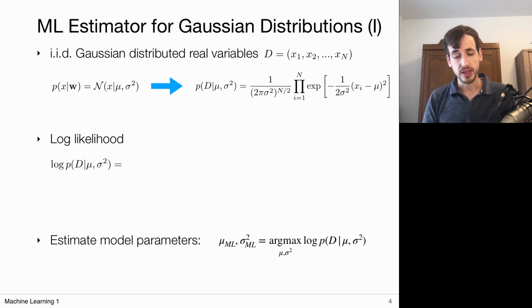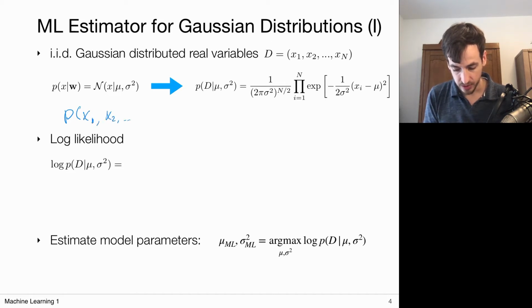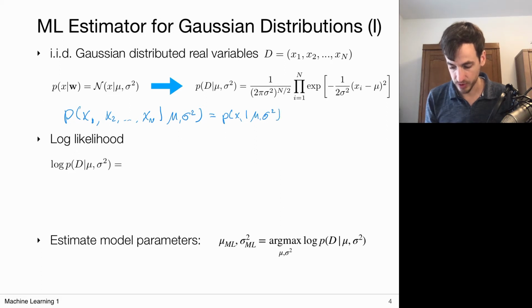Now we're going to model our data distribution with a Gaussian distribution. We've encountered the Gaussian distribution before. We made the assumption of IID. So this means that my joint distribution of x1, x2, etc., conditioned on the model parameters, decomposes to this product of x1 conditioned on the model parameters, x2, etc. Okay, now let's actually compute this log likelihood.